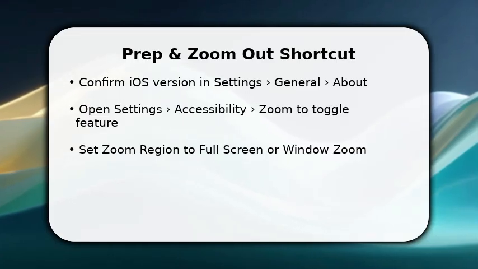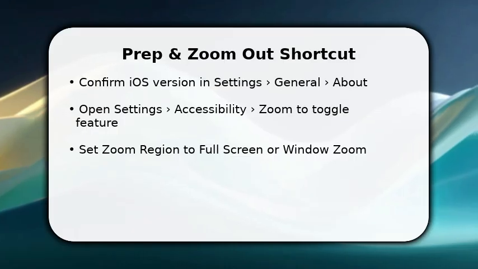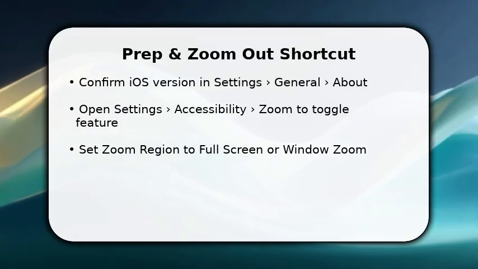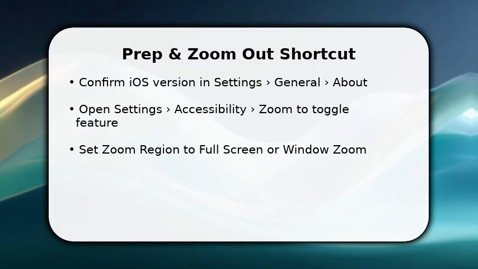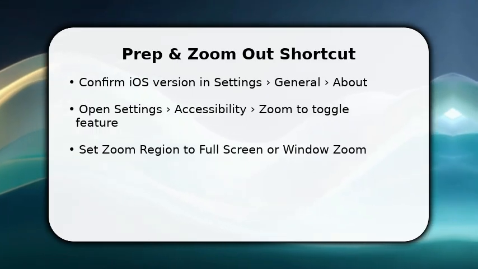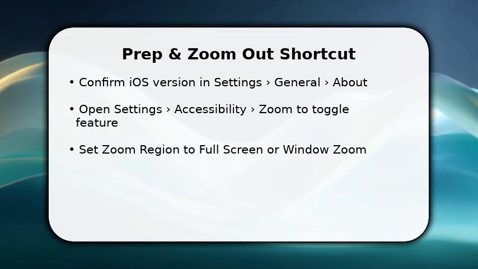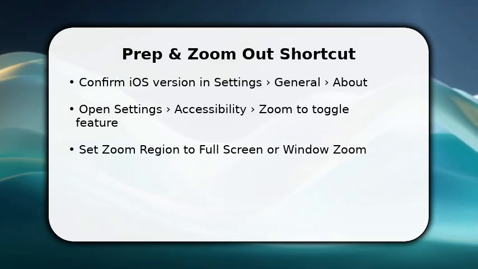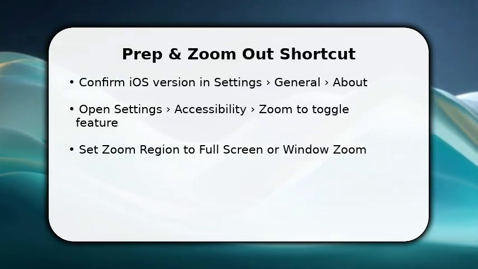You'll start by preparing your iPhone so changes stick. First, check iOS version. Newer features require up-to-date software. Next, open Settings, go to Accessibility, then Zoom. Turn Zoom on. This gives you control over display scaling.